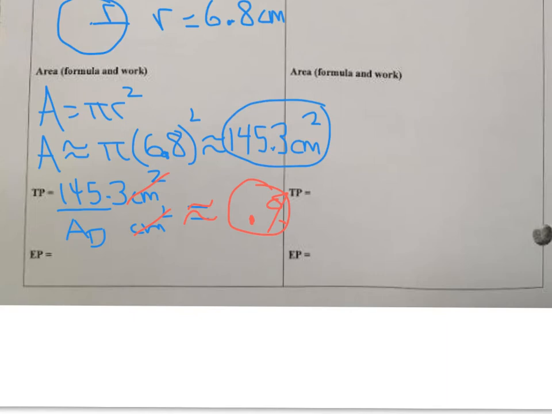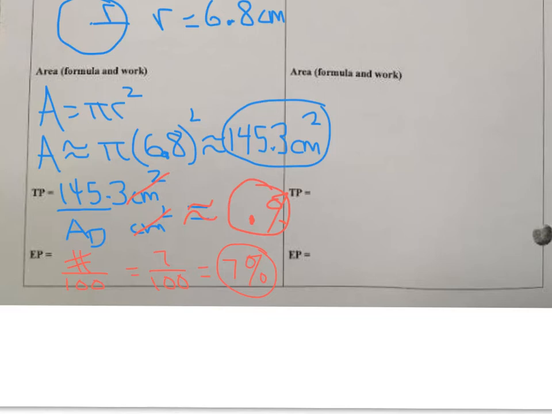EP is for experimental probability. In experimental probability, we are going to have 100 darts that are going to hit our object, and that's all going to be done on GeoGebra. And you are going to put the number of hits in your circle divided by 100. So let's say I had 7 hits. Then my answer here would be 7%.